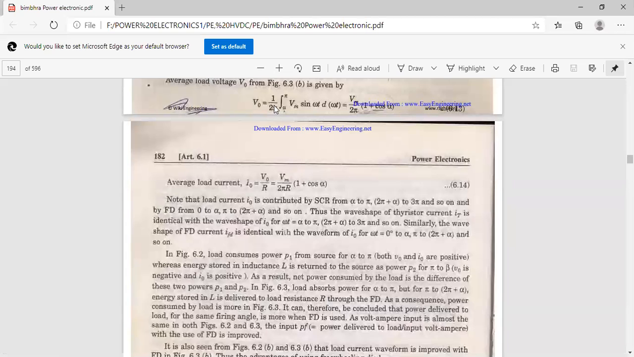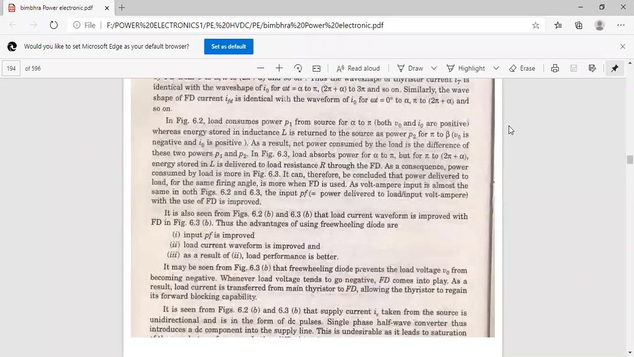See, V naught is equal to 1 by 2 pi. Same limits for R load and RL with freewheeling diode, alpha to pi. But for only RL load, alpha to beta. Okay, Vm by 2 pi into (1 plus cos alpha). Okay.